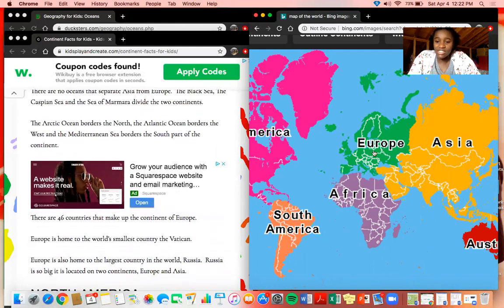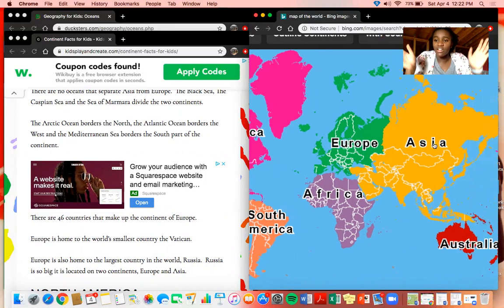There's 46 countries in Europe, which is not as many as Africa, which has 54, but it's a lot. 46 is a lot. And like I said earlier, sometimes they push Europe and Asia together and call it Eurasia, just to make it easier, because you see how they're connected. Right here, there's this line, so they're pushed together. So sometimes it's called Eurasia. So Eur and then Asia.